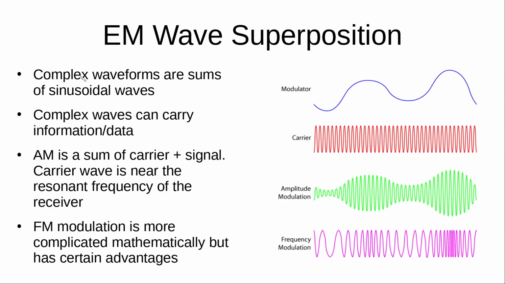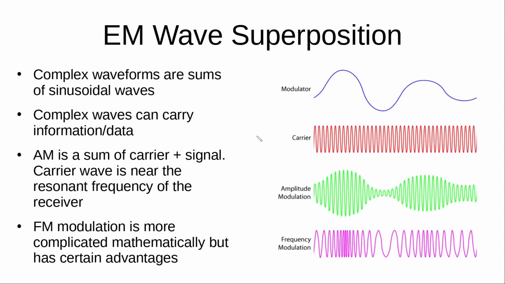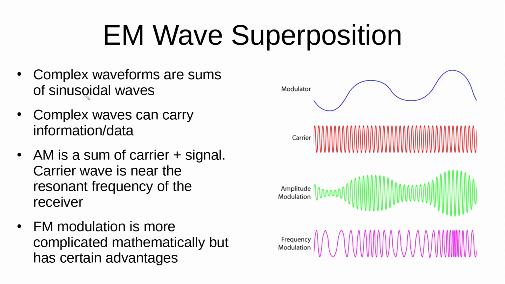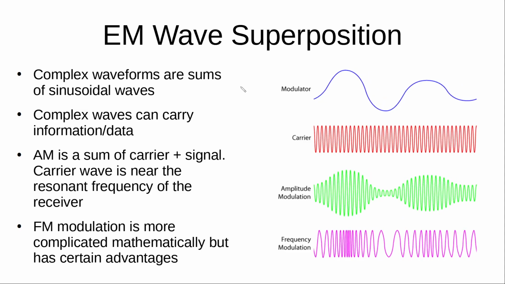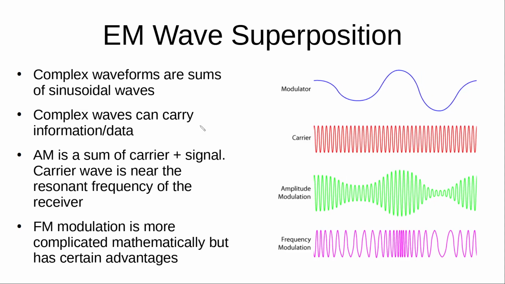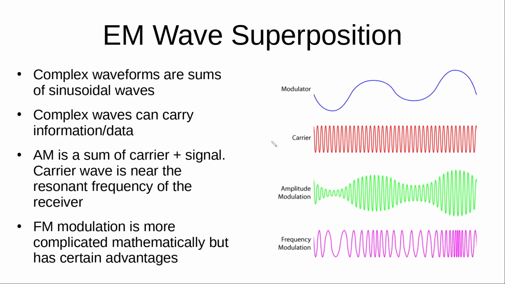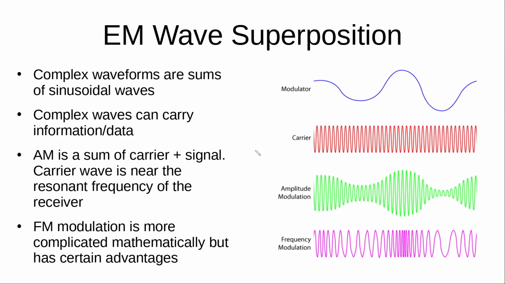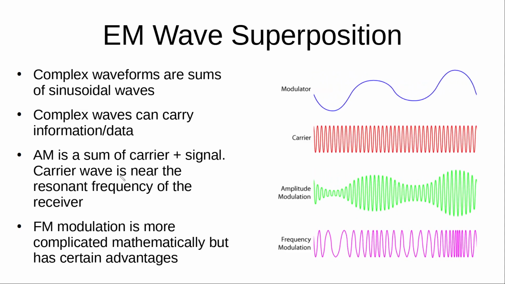Also, electromagnetic waves can be superposed. They obey the principle of superposition. So that means that we can form complex waveforms by superposing sinusoidal waves of many different frequencies. That allows us to send complex information using electromagnetic waves. A simple way of doing this is amplitude modulation, or AM.